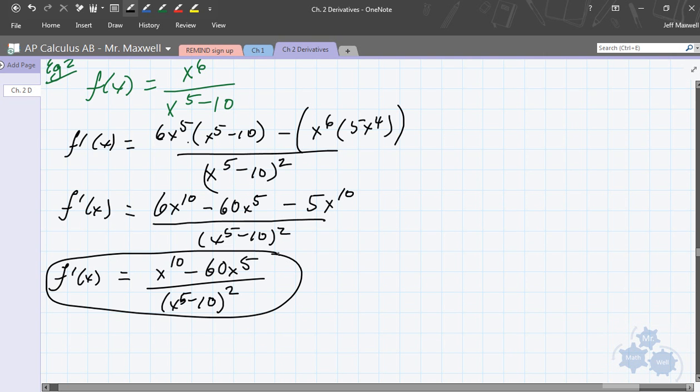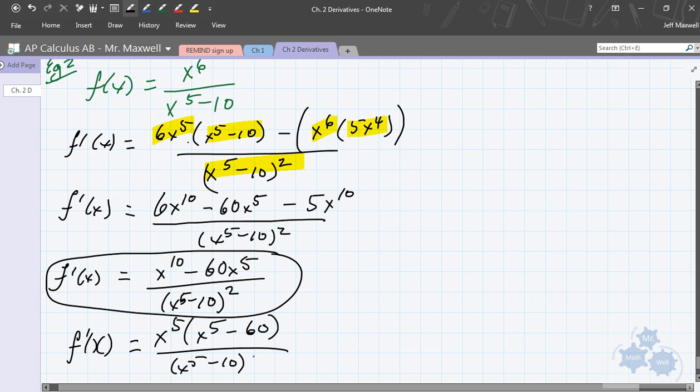So derivative of the top, right here, derivative of the top times the bottom minus the top times the derivative of the bottom all over the bottom squared. And you simplify that, and yeah, like I say, if it was just me, I know this is the answer in the back of the book. So if it was me, I would take a factor out here, whatever I could. So x to the 5 gives you x to the 5 minus 60 over x to the 5 minus 10, all squared.